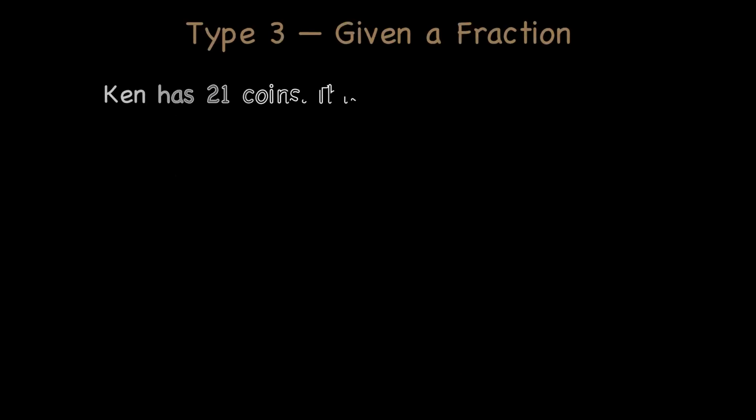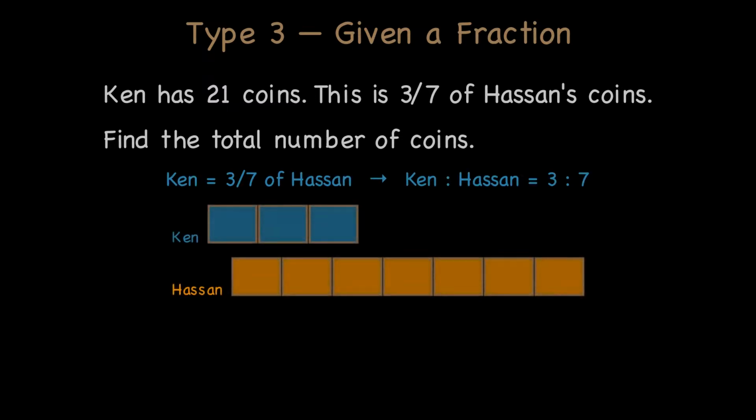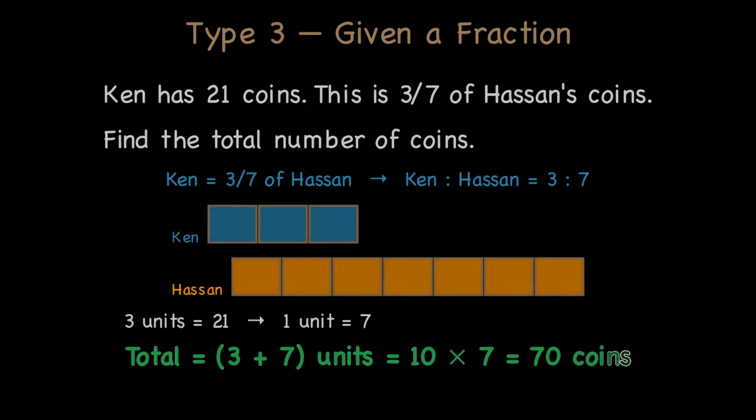Type 3. Given a fraction, Ken has 21 coins. This equals 3/7 of Hassan's coins. Find the total number of coins. Since Ken equals 3/7 of Hassan, the ratio Ken to Hassan is 3 to 7. In the bar model, Ken has 3 units equaling 21, so 1 unit equals 7. The total is 10 units, which is 10 times 7, equaling 70 coins.